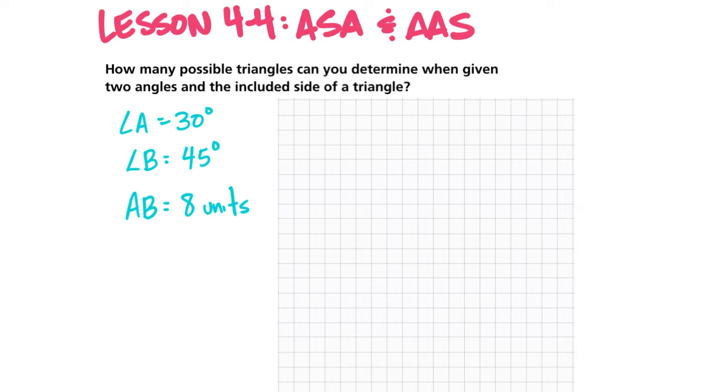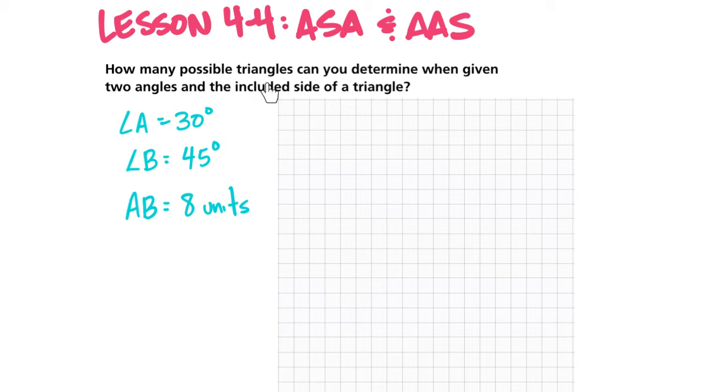So we've talked about how we can prove two triangles congruent. We've talked about the side-side-side congruence, and we talked about side-angle-side congruence. Today we're going to look at a couple new ways to prove triangles congruent called angle-side-angle, or ASA, and then angle-angle-side, or AAS. Those two things look very similar to each other, but we're going to find out that they are slightly different. So let's jump in by looking at this question.